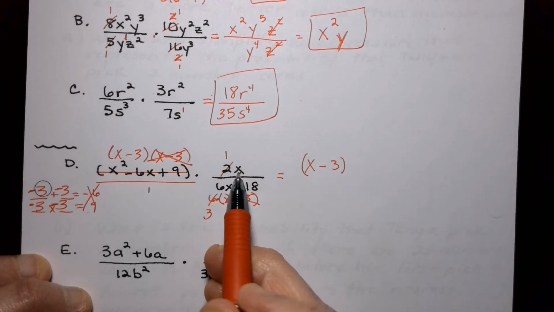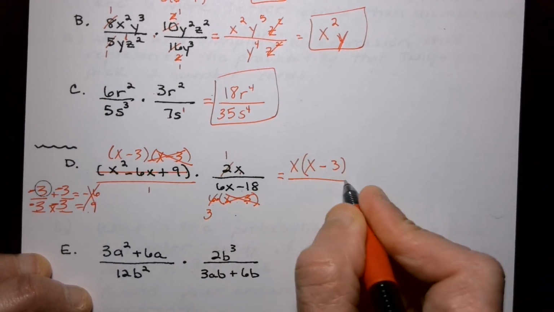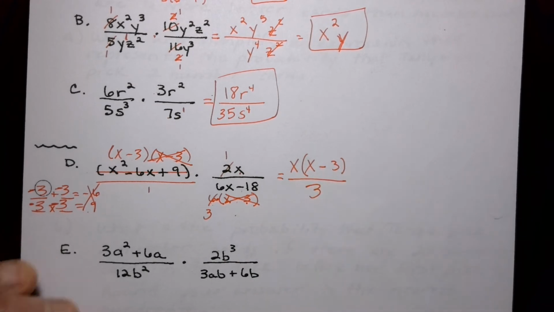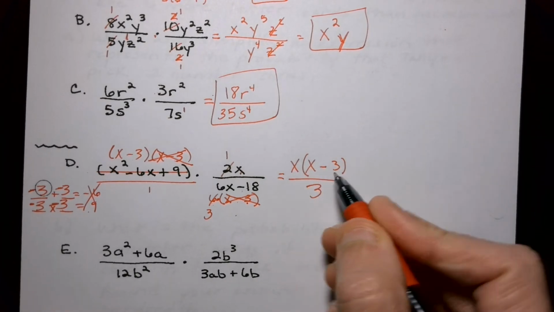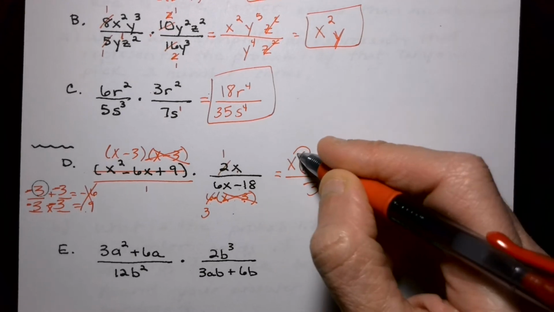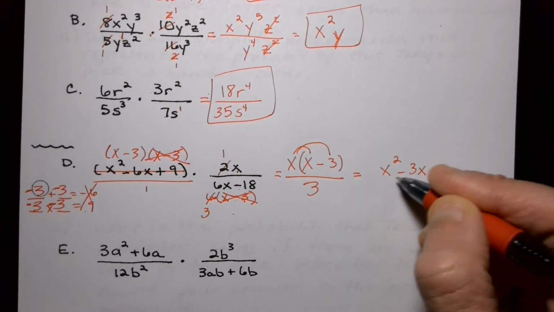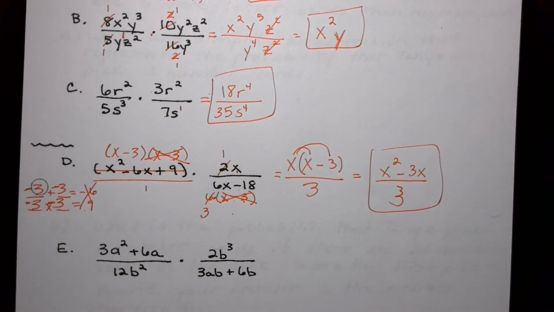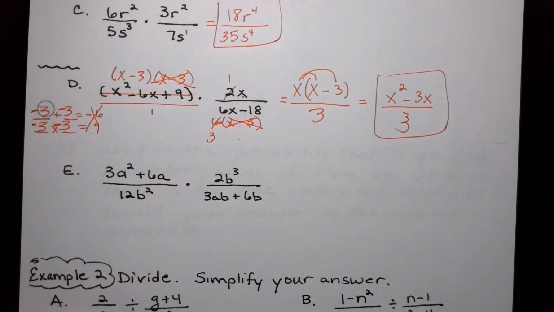Looks like there's also still an x. I'm going to put that in front, all over 3. Okay. So what would we get when we multiply that out? X squared minus 3x all over 3. Okay. Down here.